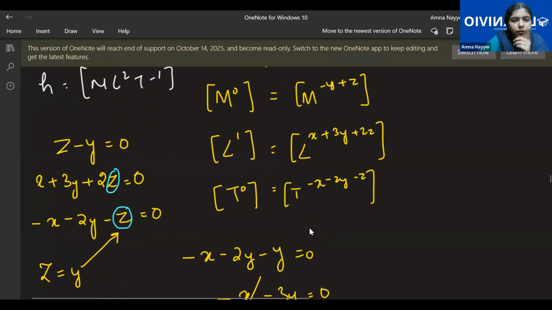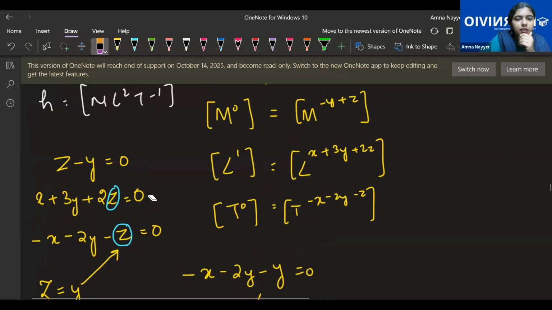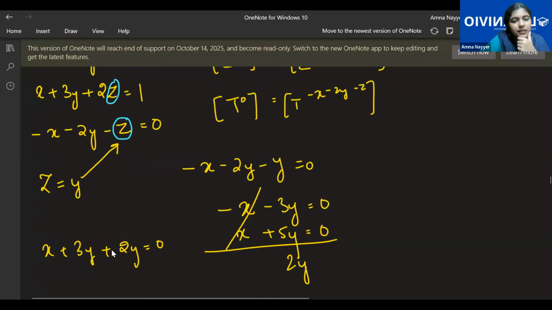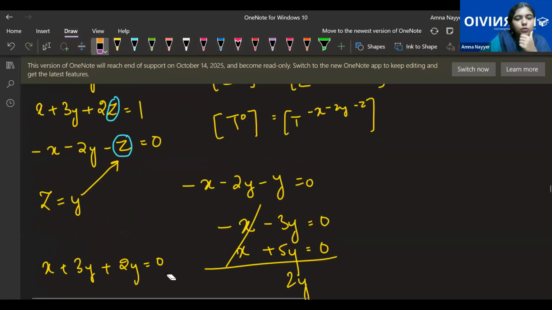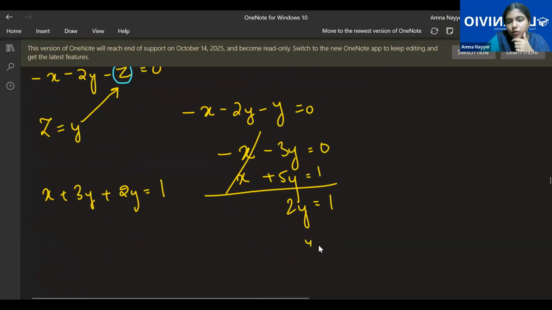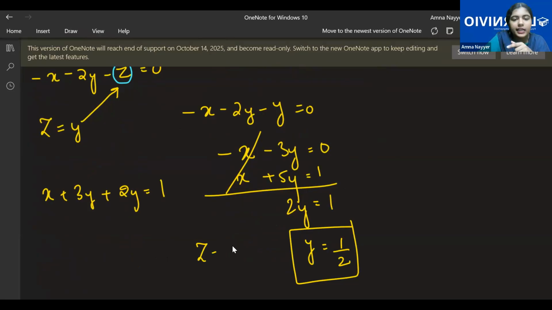No, I have not equated one value. Length is 1. See, this one will be 1. Look class, this is not 0, this is 1. Length was 1. So that makes this equation x plus 3y plus 2y is equal to 1, not 0. So we can say x plus 5y is equal to 1. That makes it 2y equal to 1. So y is equal to half. Y is half, so automatically z is half because y and z were equal.